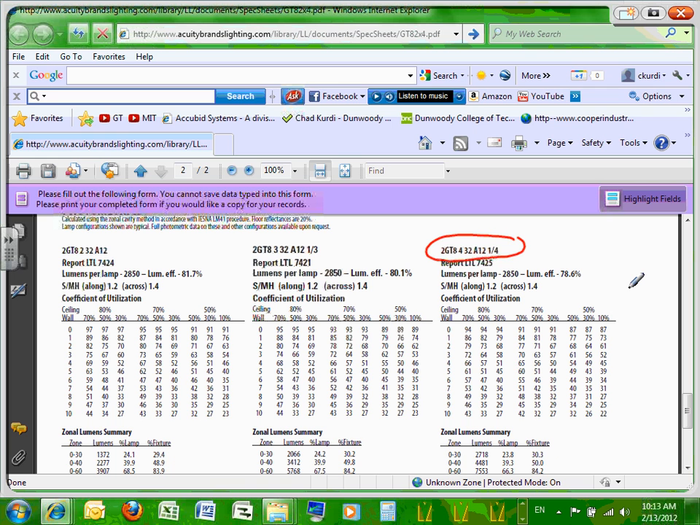GT8. Cool? Fixture. All right, so here's what you're looking at. The first thing is we have the ceiling. We don't have a floor here. Do we have the floor? We have the ceiling, coefficient of utilization. I have a ceiling and I have a wall. The floor, remember, was only one assumption, so it doesn't make a difference anyway.